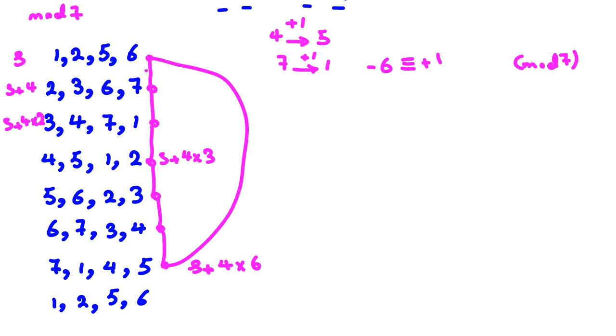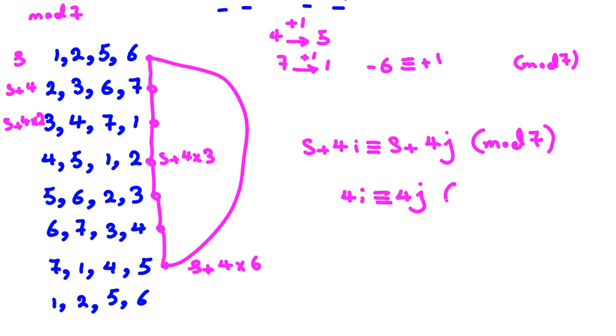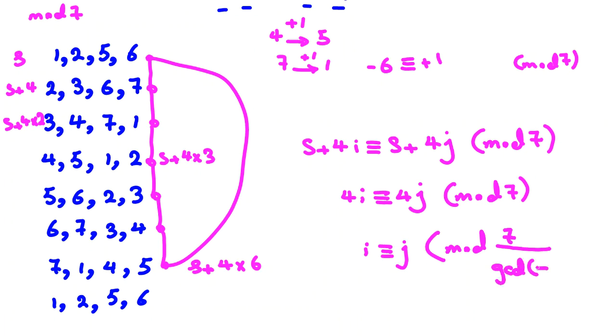Now I want to prove all the sums here are different. We have 7 members on this cycle. Suppose S plus 4i is congruent to S plus 4j mod 7. So we subtract S from both sides. So 4i is congruent to 4j mod 7. Then I divide both sides by 4. So i is congruent to j mod 7 over GCD of 4 and 7. Okay, GCD of 4 and 7, it is a rule in modular.